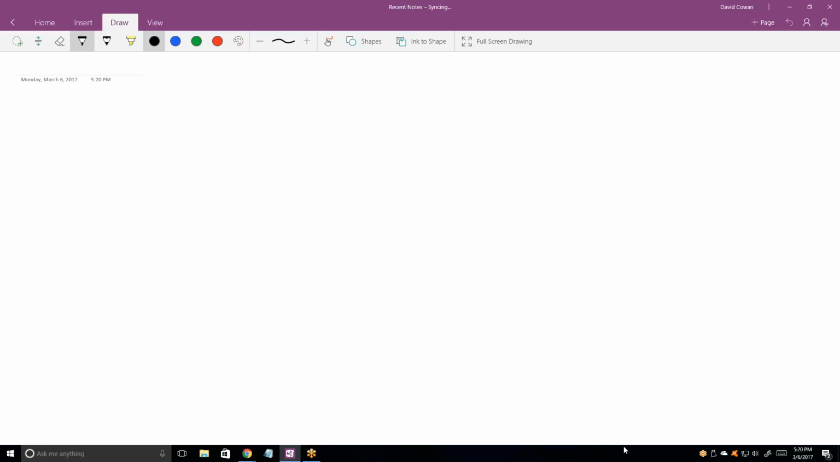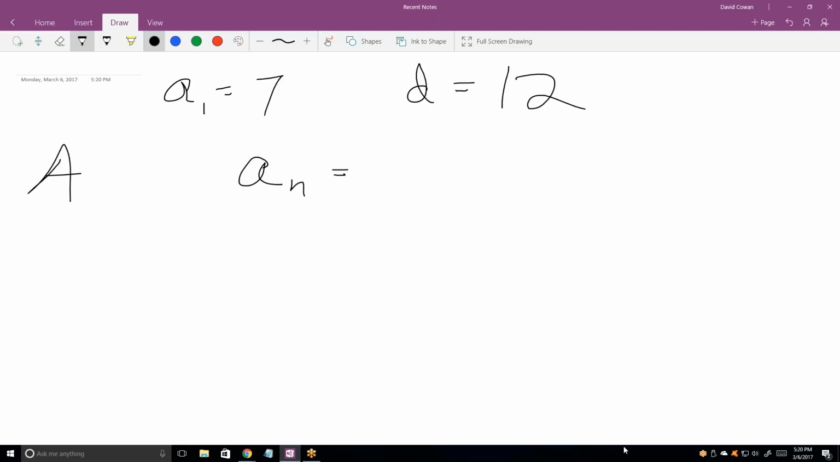Okay, so this next one, find a formula for a sub n for the arithmetic sequence. A sub 1 equals 7, d equals 12. What's the general formula for the nth term of an arithmetic sequence? b times parentheses n minus 1.